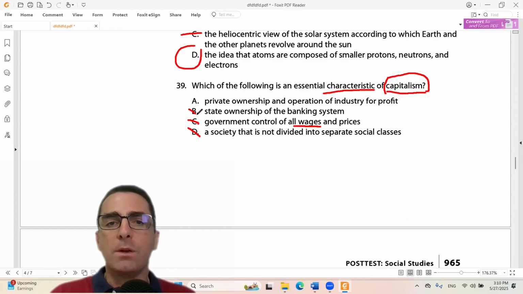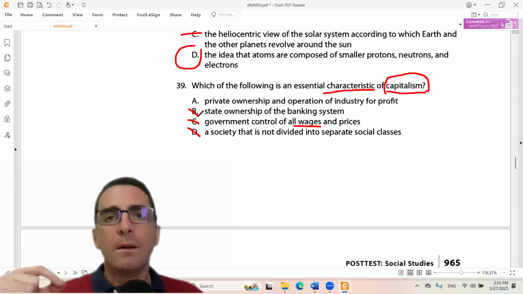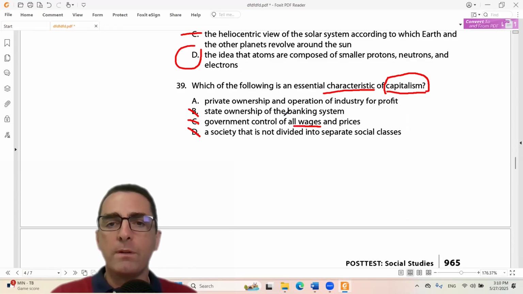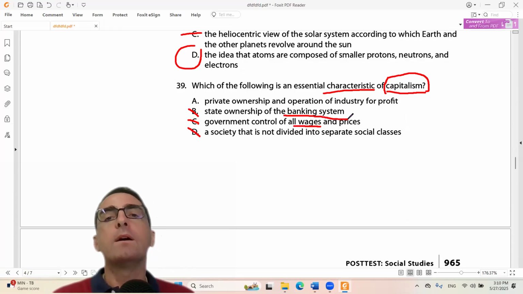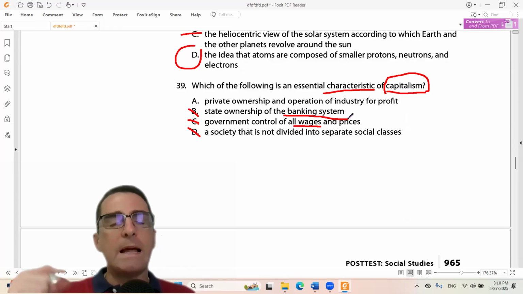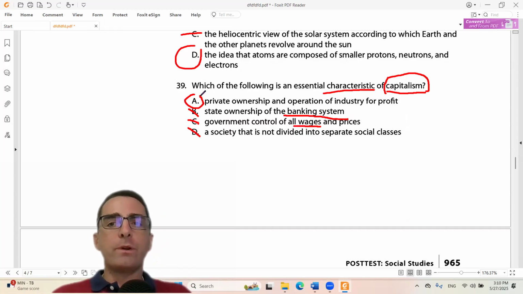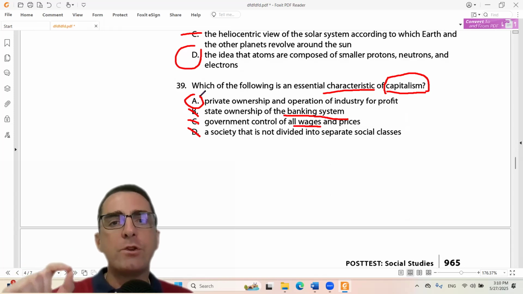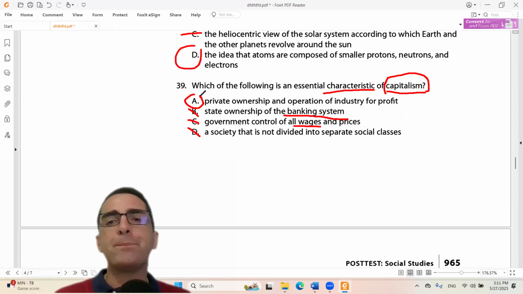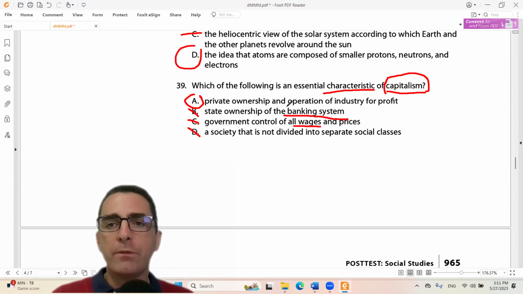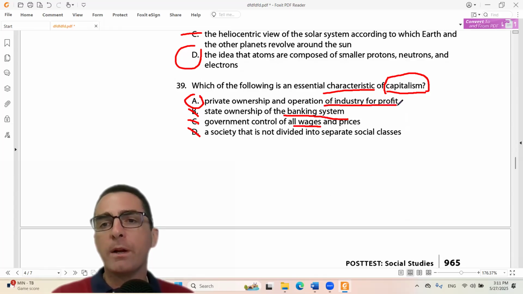Well, again, that's not what capitalists want. Capitalists want a free market. They don't want the government having control of something as important as a banking system. It should be the free market that dictates these important aspects of the system. So it must be A, private ownership and operation of industry for profit. Capitalists believe in private property and the protection of private property, private ownership, and also the operation of industry for profit. So again, free market economics and all of that.